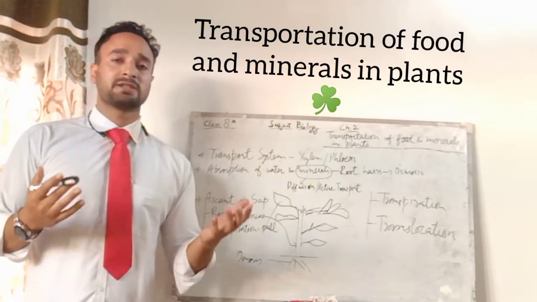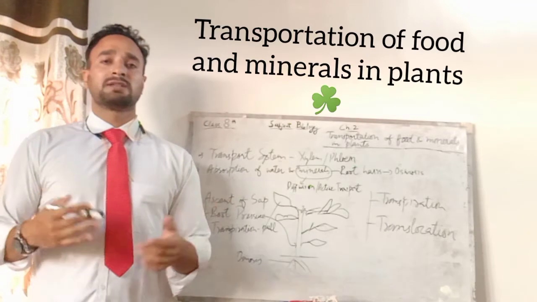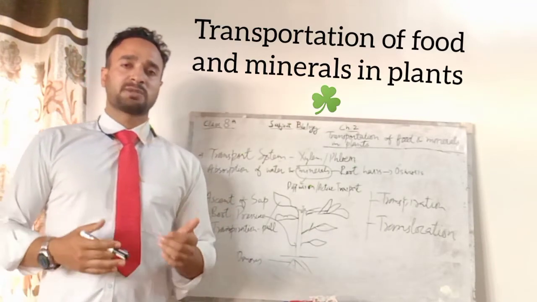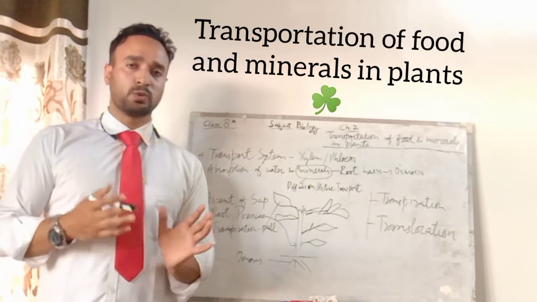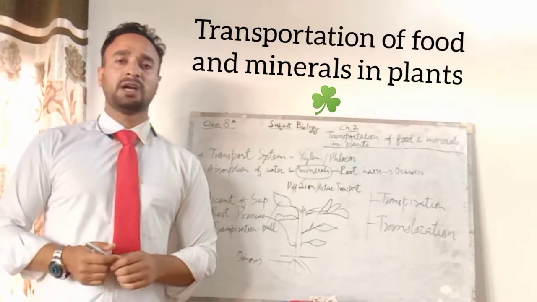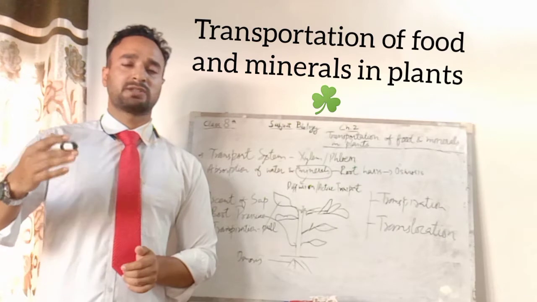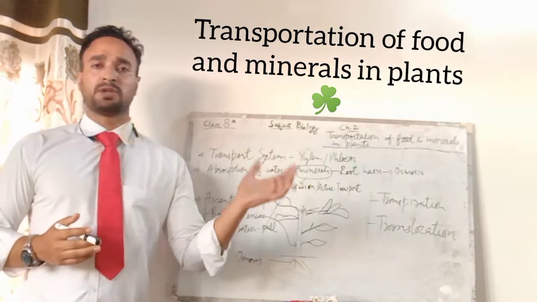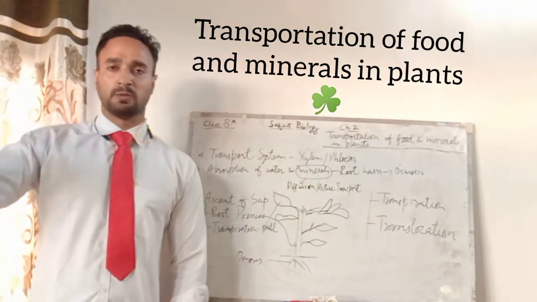Okay, and what does the xylem do? Xylem does the transportation of water. Means xylem transports water from the roots to the higher parts of the plant, that is stem, leaves, fruits. Okay, so the xylem transports water from the roots to the shoot tips, we can say.